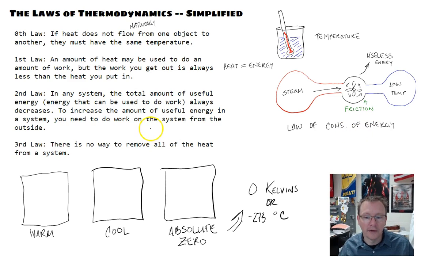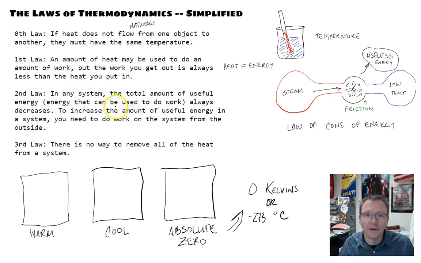The second law of thermodynamics is actually the most important of the laws because it has all sorts of crazy philosophical implications. We're not going to talk about any of those, although if you want to, we can. It says, in any system, the total amount of useful energy, or energy that can be used to do work, always decreases. Because of this loss of energy, it doesn't go away, it's not destroyed, it just leaves the system, or leaves the useful part of the energy in the system. Because of that, all of the useful energy in any system is going to go down over time.